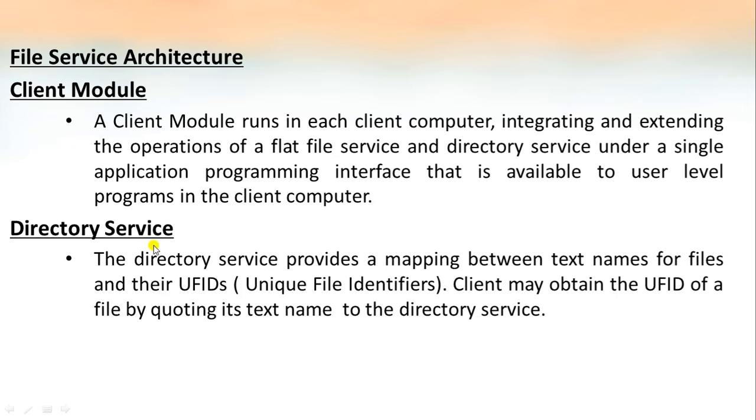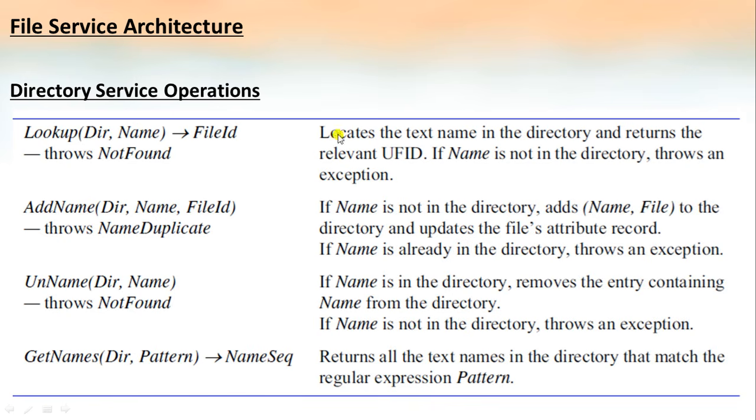Next is the directory service. Directory service will provide a mapping between the text names for files and their UFIDs. That means whenever a file is created, every file will have a unique file identifier number. So this will be mapped with the corresponding file name. And the client may obtain the UFID of a file by quoting its text name to the directory service. So these are the various directory service operations.